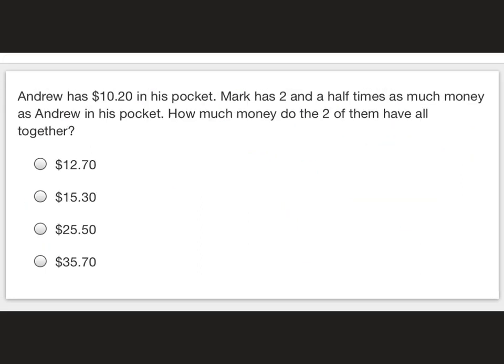Okay, this problem is kind of like a multi-dimensional problem, honestly. It's multi-operational, I guess I should say. So you're going to have to do a couple of things. It starts out with saying Andrew has $10.20 in his pocket, but then it tells you Mark has 2.5 times as much money as Andrew has. Then they want to know how much money do they have all together. So what this tells me is that I know how much Andrew has. So first I have to figure out how much does Mark have, and then I have to add them all together. All right, so when it says 2.5 times as much, obviously that's telling you multiplication.